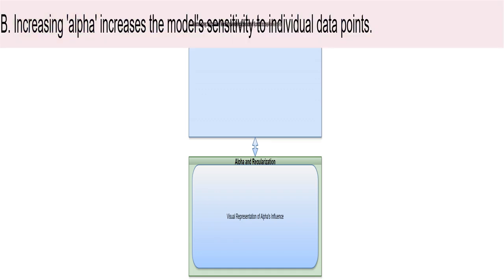This statement tests your understanding of regularization. I find that it's incorrect. Increasing alpha increases regularization, which in turn makes the model less sensitive to individual data points. The model focuses more on the general patterns instead of being thrown off by unusual data points.